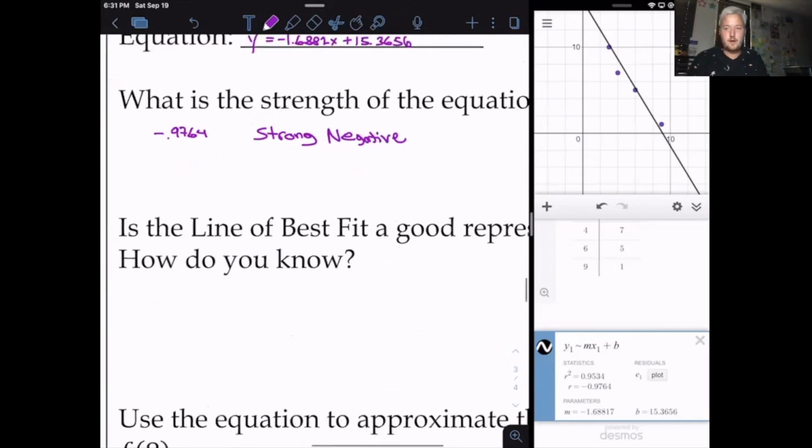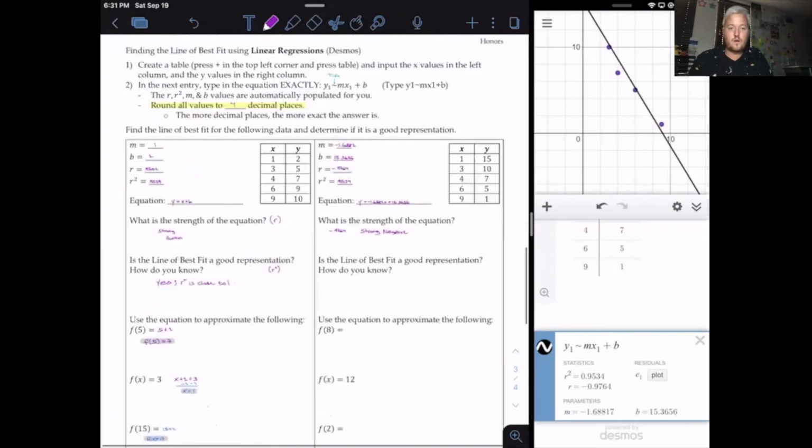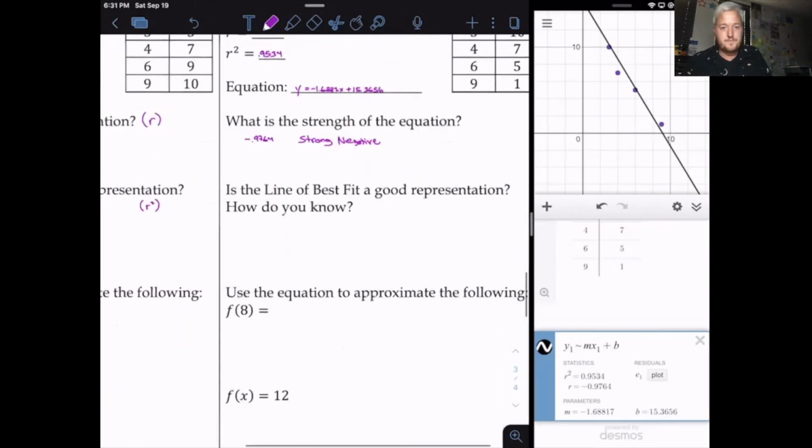Keep in mind on assessments or anything like that, whatever we give you, if we're asking for the strength, it's going to be fairly obvious. I'm not going to give you something like 0.45 and ask, is that moderate, is that weak, or is that strong? I'm going to make it very obvious whether it's strong or weak. I'm not going to give you moderate. I would not do that to you.